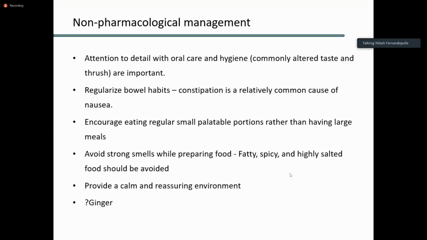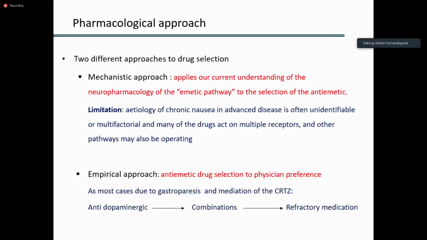Ask them to eat regular, small, palatable portions rather than large, big meals. So six small meals rather than three big meals. And avoid strong smells. Fatty, spicy, highly salted food, patients say they trigger nausea and vomiting, so you might have to stop or reduce them. If the patient is agitated or anxious, a calm, reassuring environment might be useful. And some people say ginger is useful, but that's something you can suggest and see. So those are a few things about non-pharmacological management.